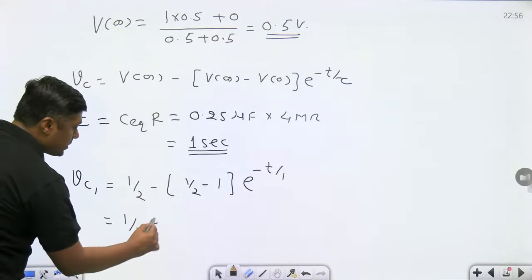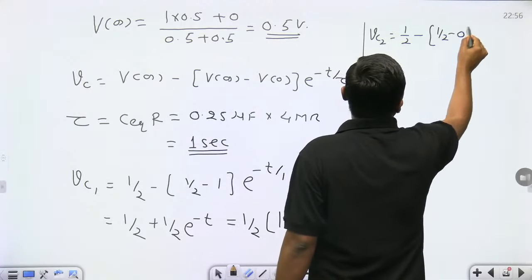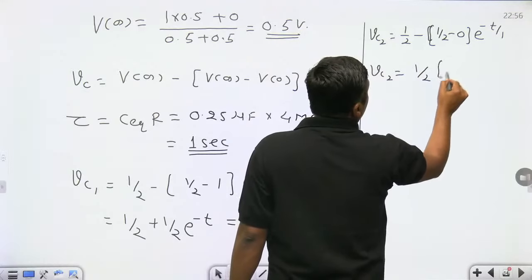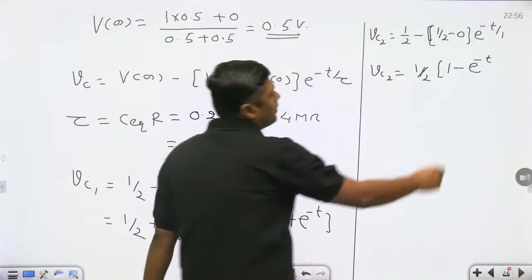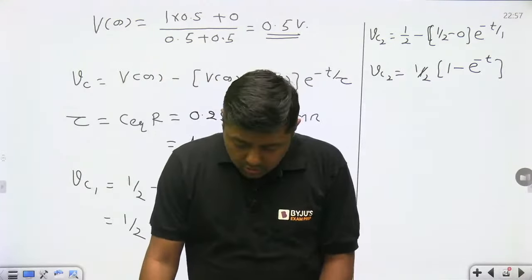What is the value of Vc2? We can use the same formula. Vc2, what is the final value? 1 by 2. What is the initial value? 0. e raised to power minus t by 1. 1 by 2 times 1 minus e raised to power minus t. That is the voltage across C2. This is the answer for this particular question.